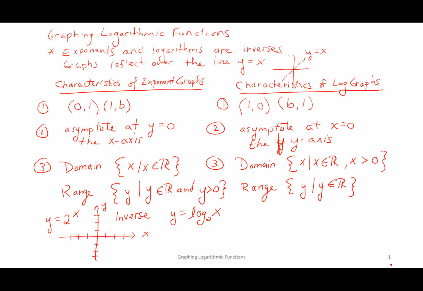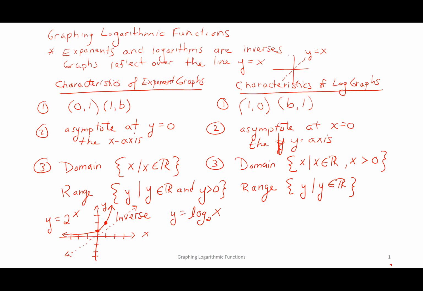Keep in mind, for the y equals 2 to the x, we have a point at 0, 1, and at 1, 2. I'm going to put in here the line of reflection at y equals x. So I'm going to first draw this one here. That's our y equals 2 to the x.